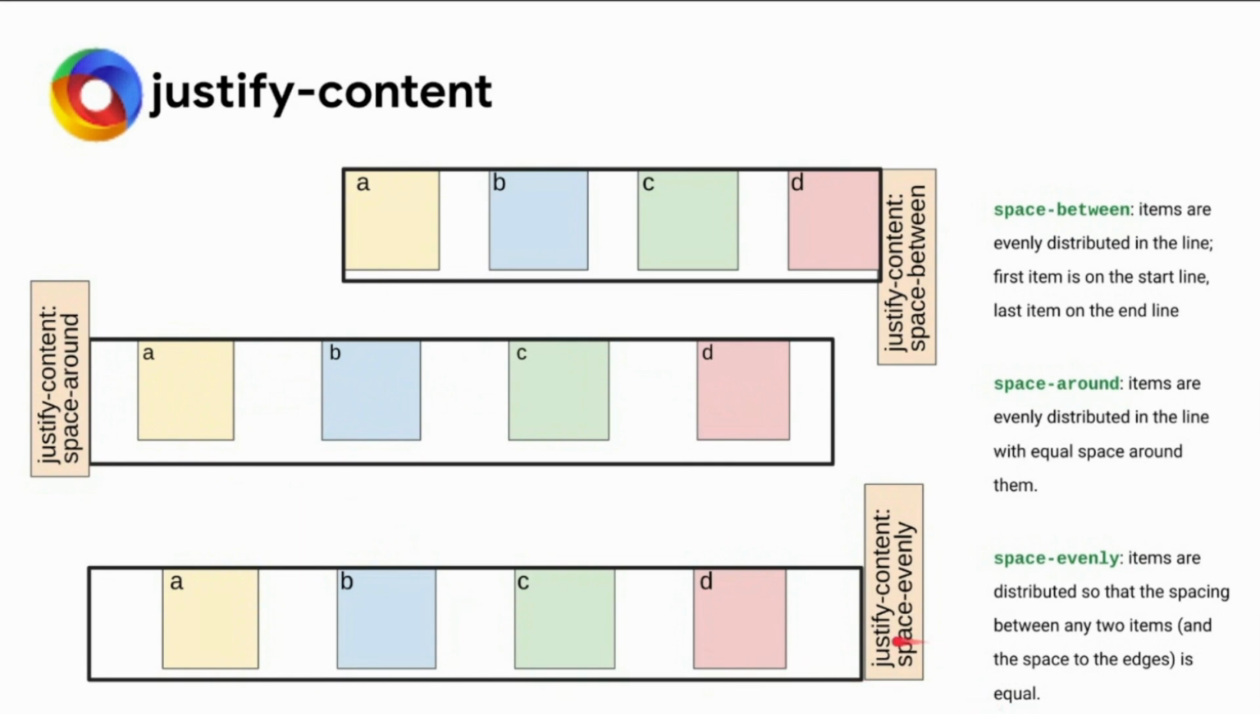And space evenly will have an equal space between each one of them. So before A suppose 10 pixels, then here 10 pixels, here 10 pixels, everywhere it's 10 pixels. Space evenly and space between are the two mostly used. Space around is used less because it gives a visual effect that it's not equal.